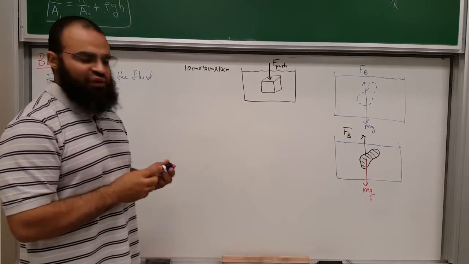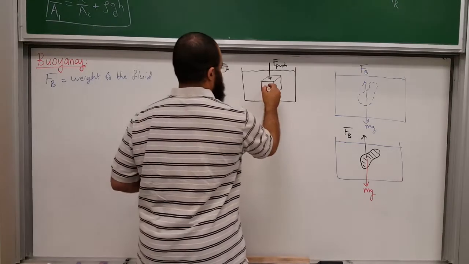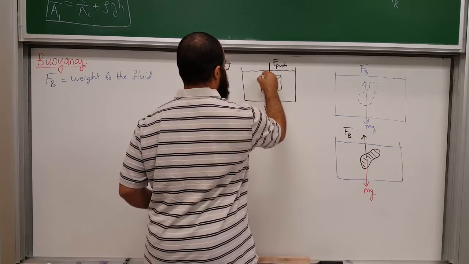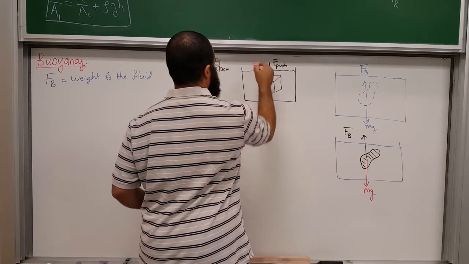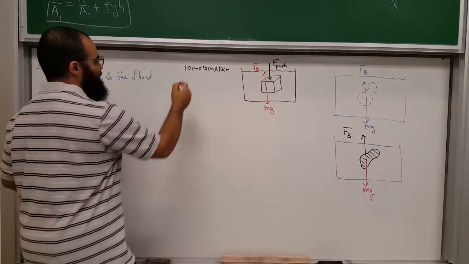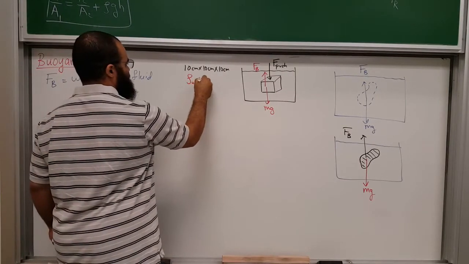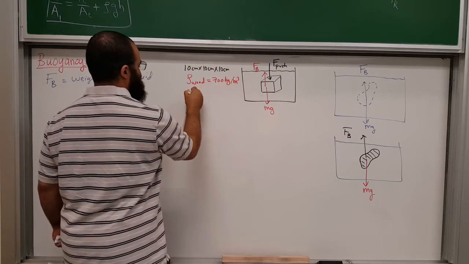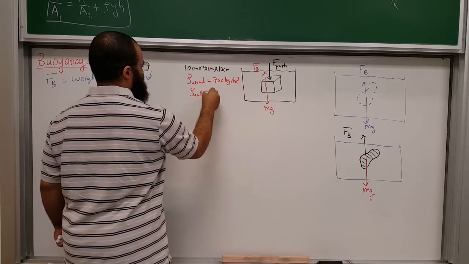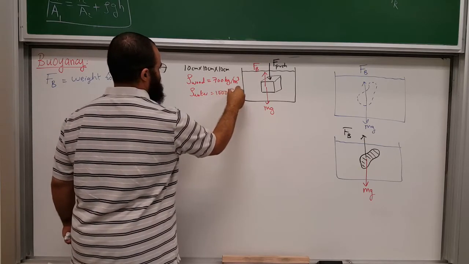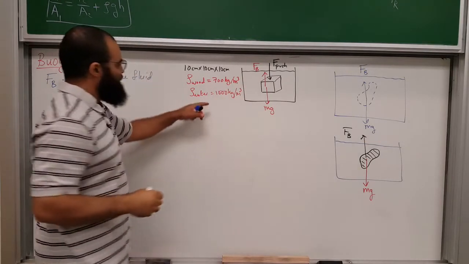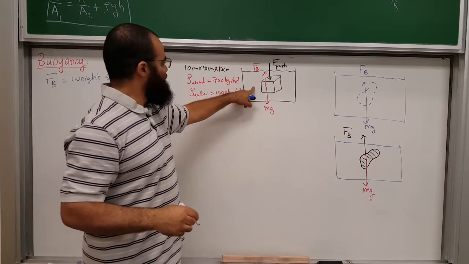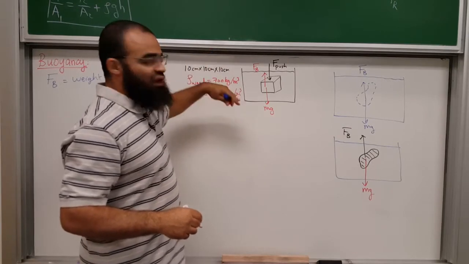What are the forces on the piece of wood? Well, there is mg, the weight of the wood itself, mass times gravity, and then there is the buoyant force because it's in the fluid. And let's say the density of the wood is 700 kilograms per cubic meter. The density of the water is 1,000 kilograms per cubic meter. And we would find out soon that if the density of the material is less than that of the fluid, it will float. If it's higher, it will sink.